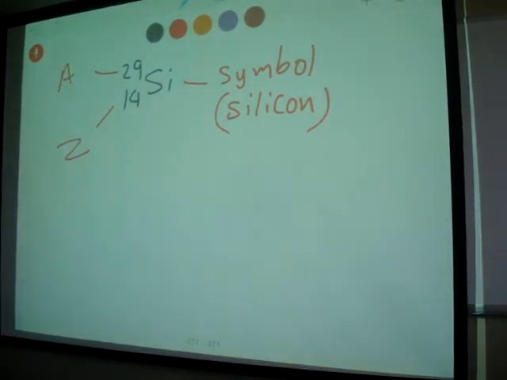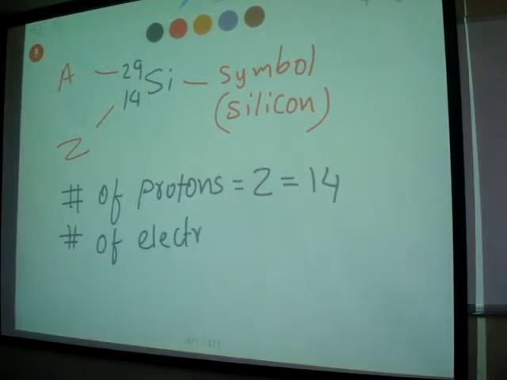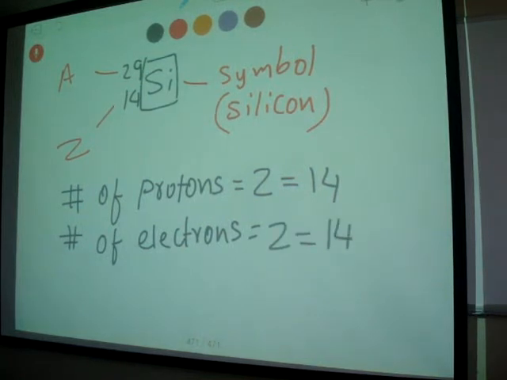Now we need to find out the number of protons, and we know Z number is 14, so the number of protons is 14. Now we need to find the number of electrons. Okay, in a neutral atom, protons and electrons are the same. This is a neutral element, so again it's 14.